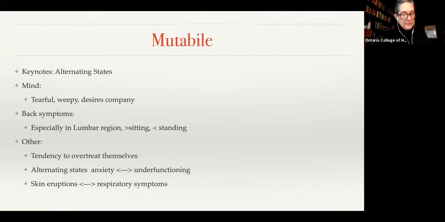There are back symptoms in this remedy commonly, especially in the lumbar region, worse sitting, better sitting, worse standing. There is this tendency, we see in many of the other bowel nosodes, to overtreat themselves. The alternating states are such as anxiety, so this hyper anxious state alternating with underfunctioning, and then skin eruptions alternating with respiratory symptoms.